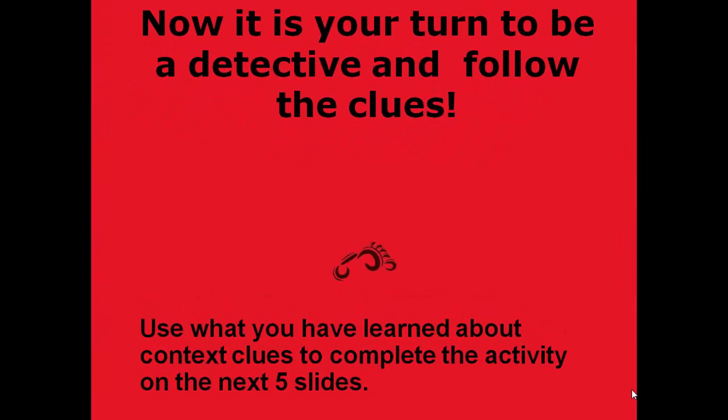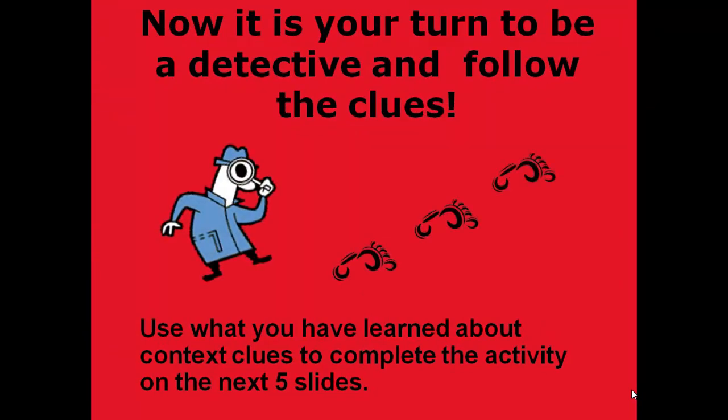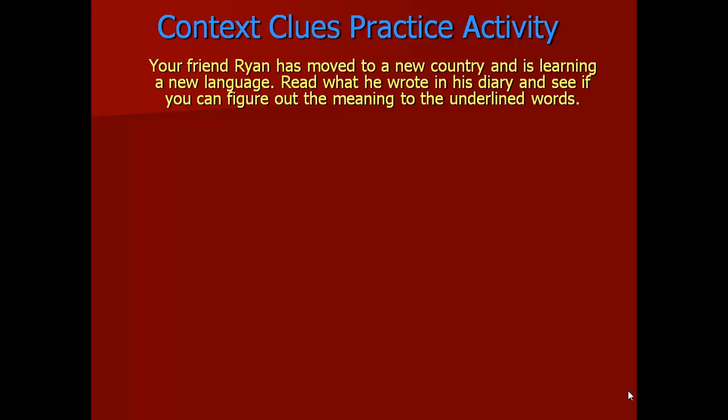Now it's your turn to be the detective and follow the clues. Use what we have talked about in the context clues to complete the next activity. Your friend Ryan has moved to a new country and is learning a new language. Read what he wrote in his diary and see if you can figure out the meaning of the underlined words.